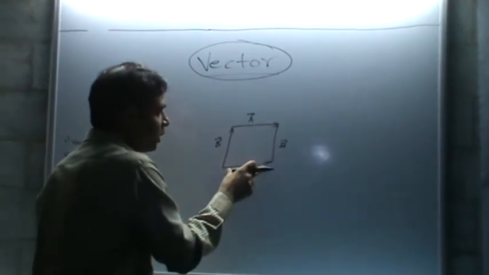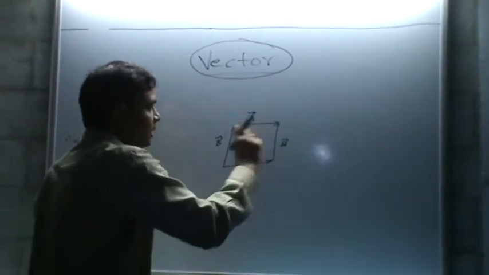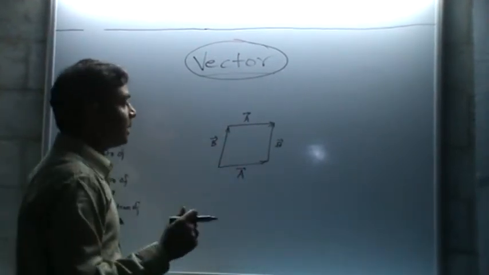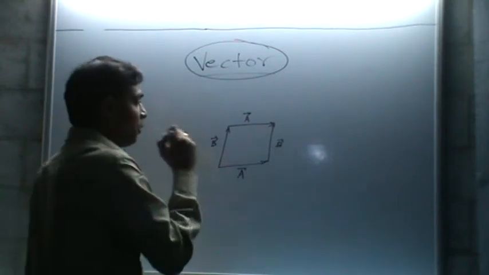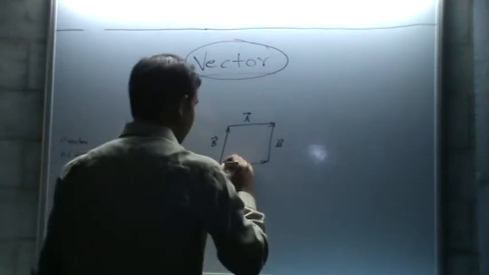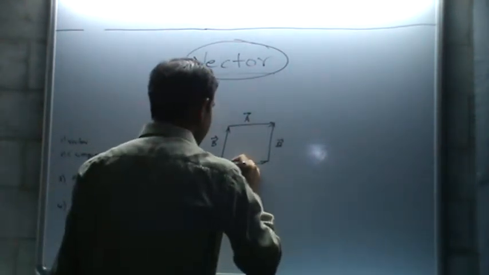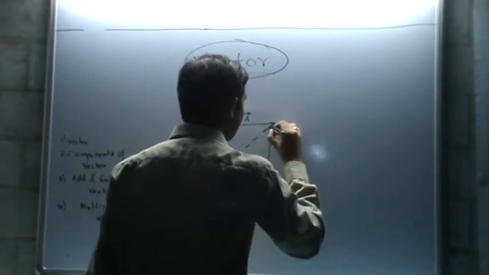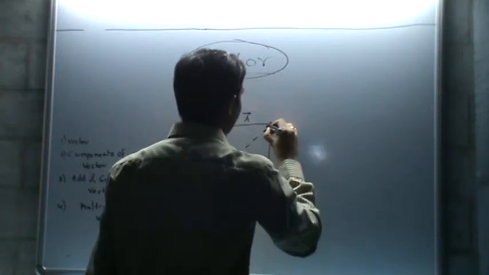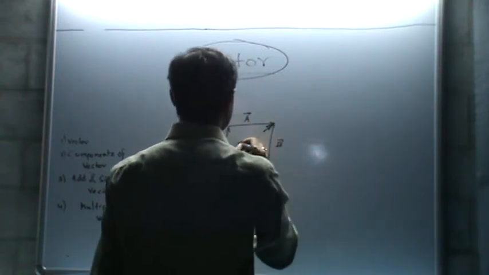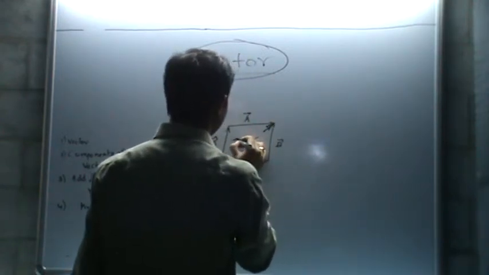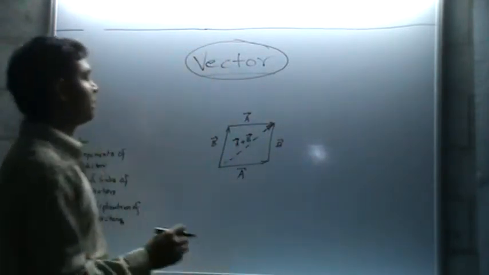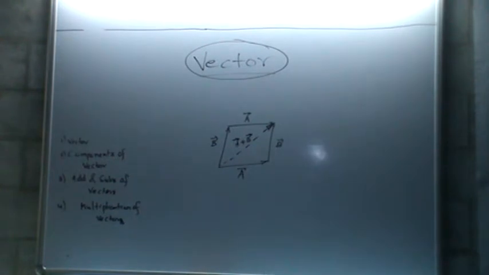So the two lengths are the same. This length is the same. They are parallel to each other. What has it become? It has become a parallelogram. What will be the resultant vector? The resultant vector will be this: the diagonal of the parallelogram becomes the resultant vector. This is the sum of vectors.